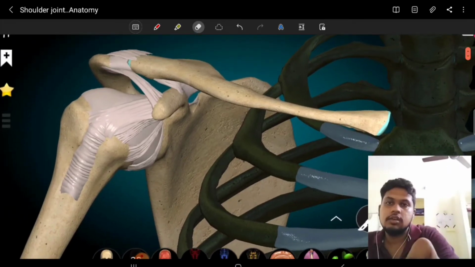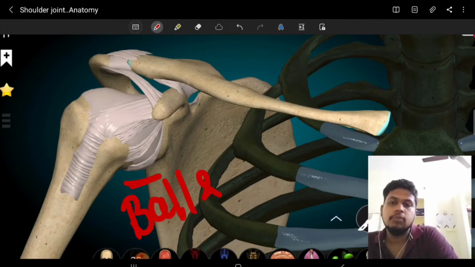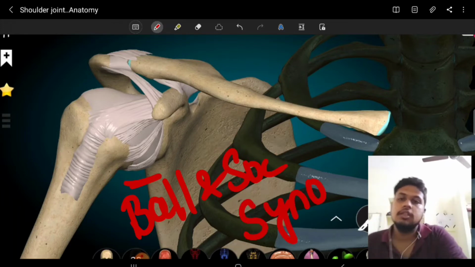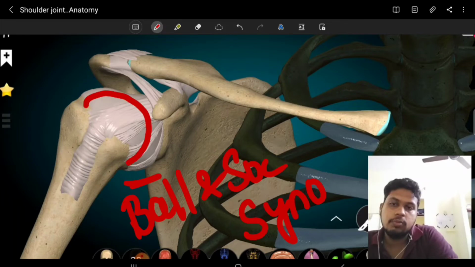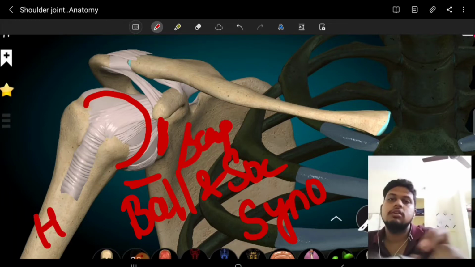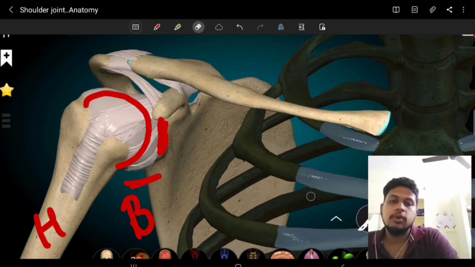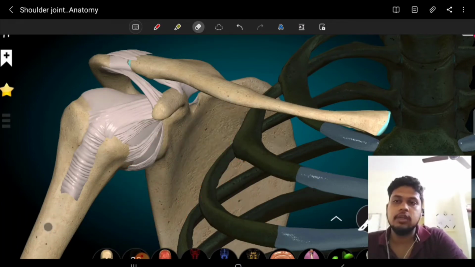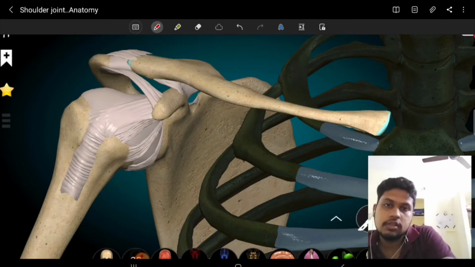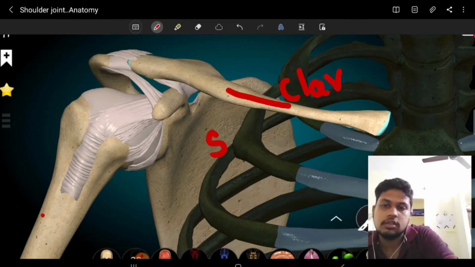As you can see, the shoulder joint is a ball and socket type of synovial joint. Okay, here the articulation is between the head of the humerus and the glenoid cavity. This glenoid cavity is from the scapula, so this bone is the scapula, this bone is the humerus. Okay, fine. Now I am going to tell some of the basic points which you have to remember. This bone is the clavicle, this is the scapula, this is the humerus.